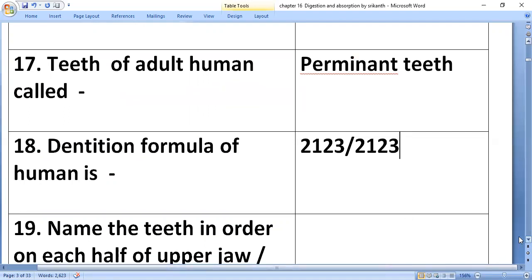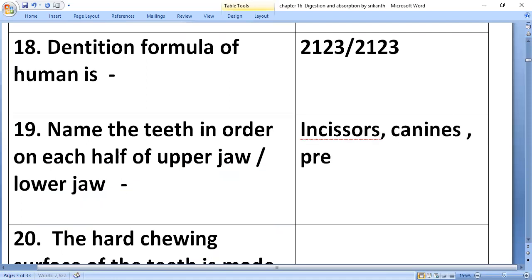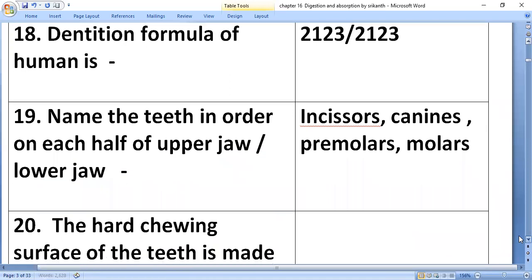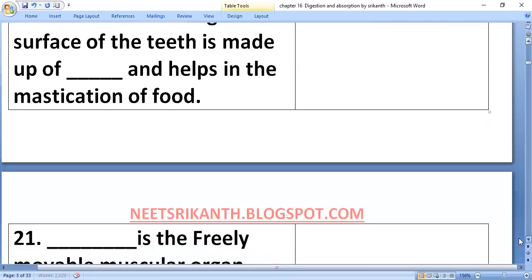Name the teeth in order on each half of the upper jaw or lower jaw: incisors, canines, premolars, and molars. The hard chewing surface of the teeth is made up of enamel and helps in the mastication of food.